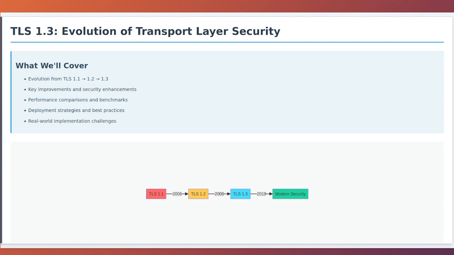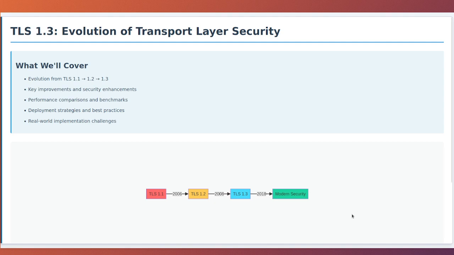Today, we are diving deep into the evolution of transport layer security, focusing on TLS 1.3 and how it compares to its predecessors, TLS 1.2 and TLS 1.1. This is a crucial topic for anyone working with secure communications, whether you are a network engineer, a security professional, or a developer working with cloud services.